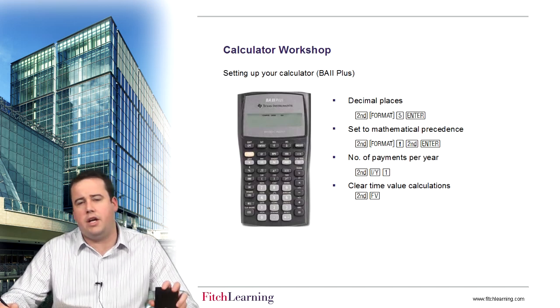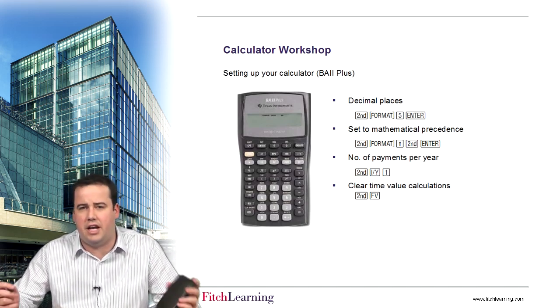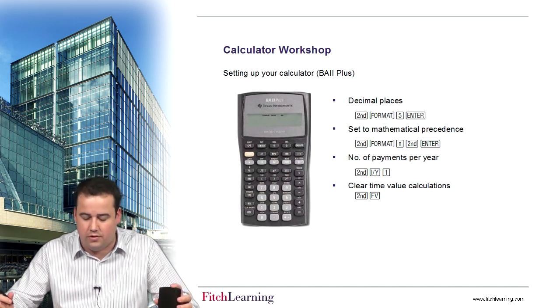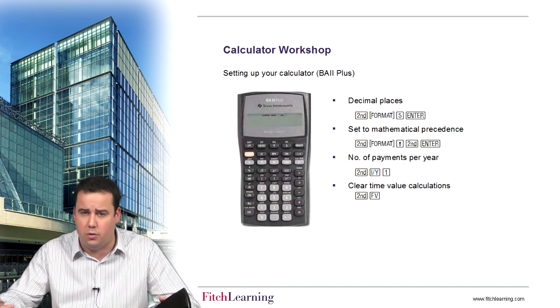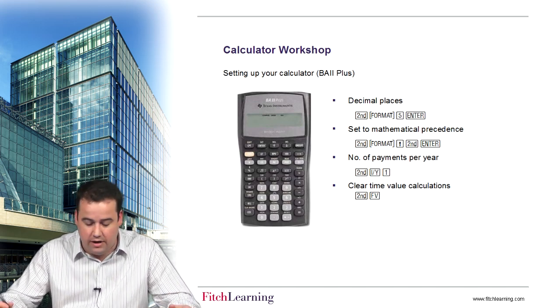Okay, so the first thing we need to do is make sure our calculator is set up correctly. When you get the Texas Instruments BA2 Plus, it has certain factory settings, some of which are not exactly going to be what we want the calculator to necessarily be doing. These are personal preferences, okay? So however you want the calculator set up is up to you, okay? So we've got our calculator there.